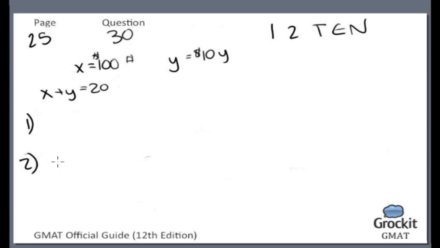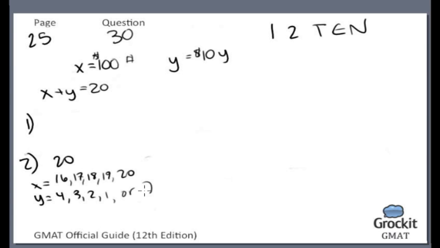They could have sold any. So if there's 20 total, and they sold more than 15 of the 100s, that means they sold 16, 17, 18, 19, or 20 of X. So X equals one of those things, which means then that Y equals 4, 3, 2, 1, or 0. With more than one value, that's in no way going to be sufficient for us to answer what is the value of Y, which is what this question is actually asking.